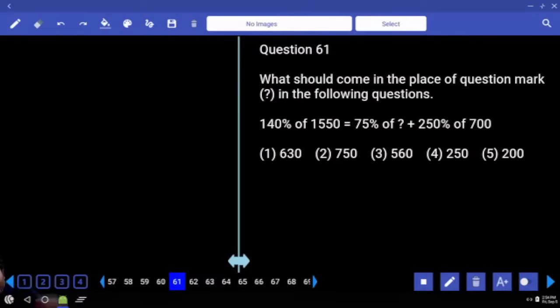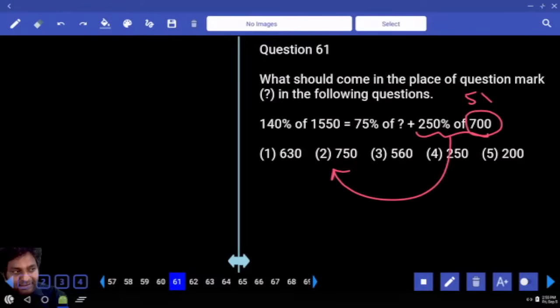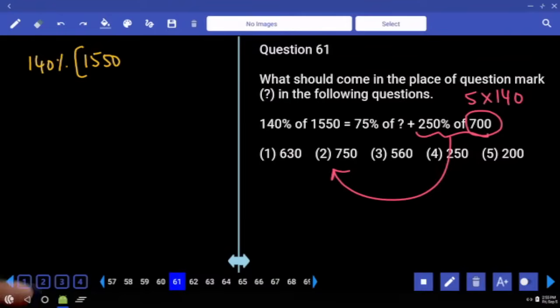Let us take this number to left hand side. Is that okay? But before taking that to left hand side, I will treat it as 5 times of 140. Left hand side, 140% of 1550 is there. From the right hand side, 250% of 5 times of 140. The same I will write it as 140% of 255 times, which is 1250.